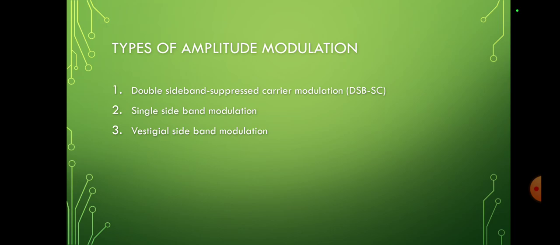There are three types of amplitude modulation: double sideband suppressed carrier modulation, single sideband modulation, and vestigial sideband modulation.